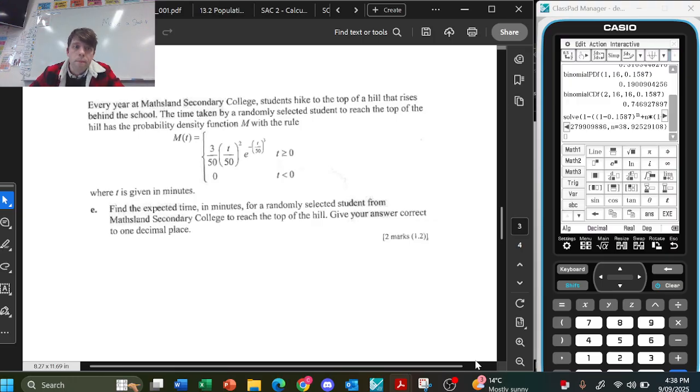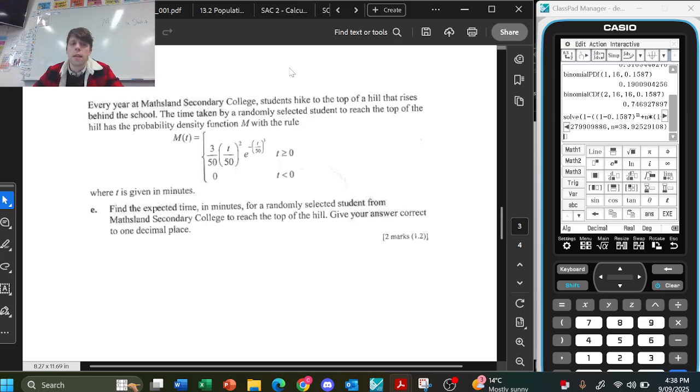So moving on, this next question is a bit of a different context. Now we're dealing with a continuous random variable, a continuous distribution here. We've got these two functions. This one here is the time that it takes students to get to the top of a hill. This is the probability distribution function.